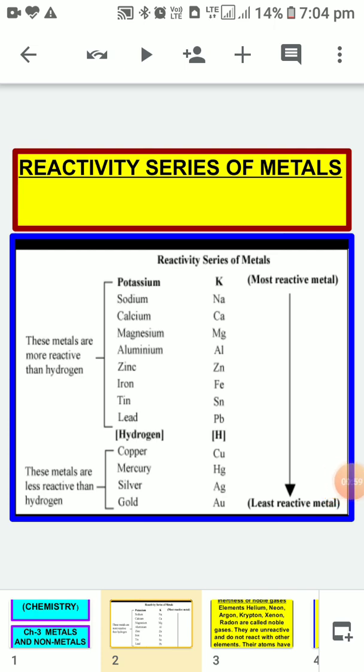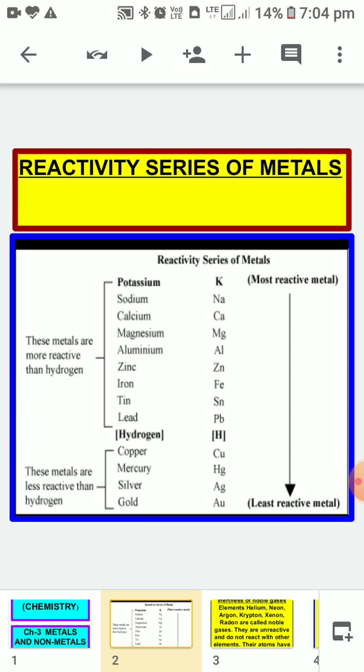Children, here you can see the reactivity series of metals. You can see some metals are placed here. At the topmost we are having metal like potassium. Then we are having sodium. After that, calcium, magnesium, aluminium, zinc, iron, tin, lead, hydrogen, copper, mercury, silver, and then gold. Hydrogen is not a metal, but then also it is placed here. So for what purpose is hydrogen placed here?